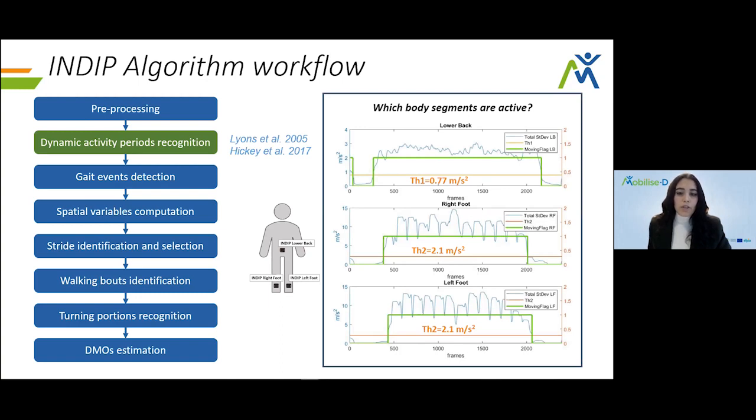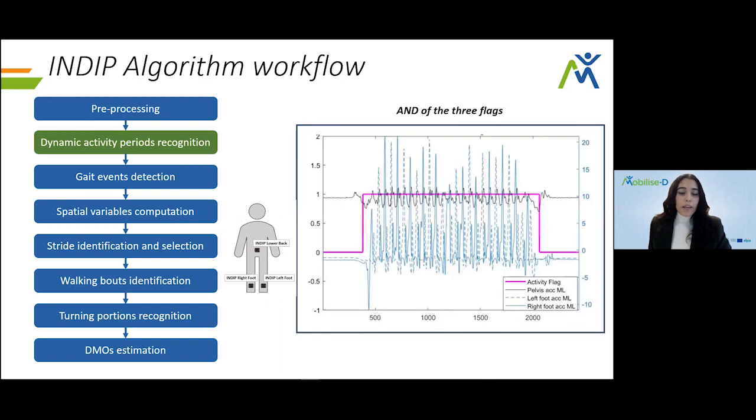And so for each body segment, the total standard deviation is computed starting from the linear acceleration. And then a threshold is applied to obtain 3 flags indicating when each segment is active. Finally, the 3 flags are merged in a unique flag which indicates when the subject is supposed to be walking.